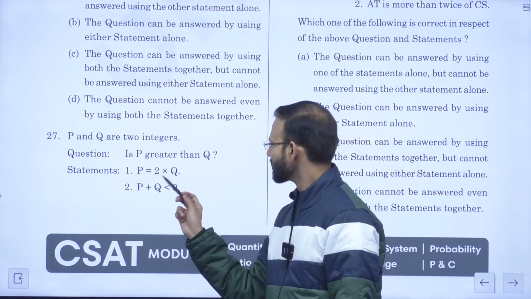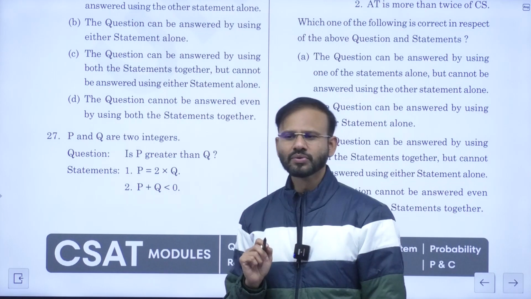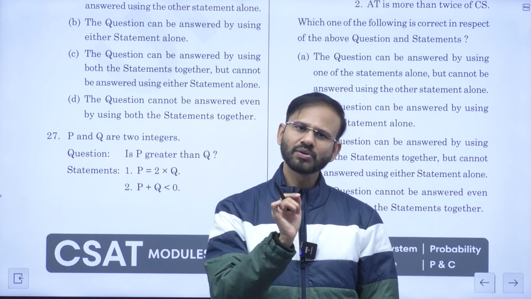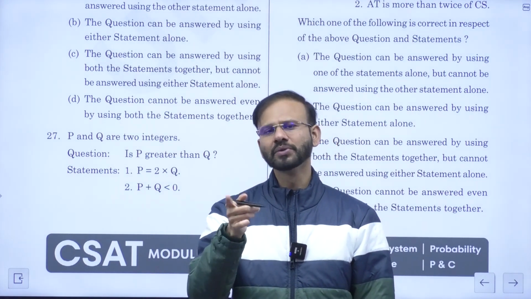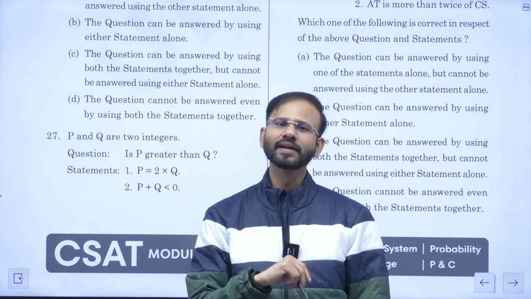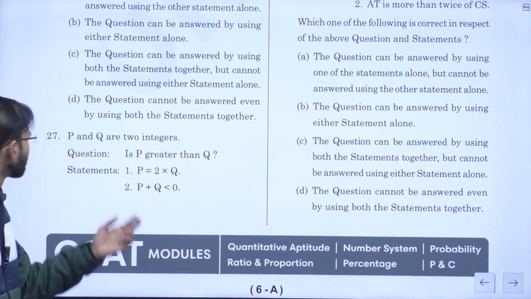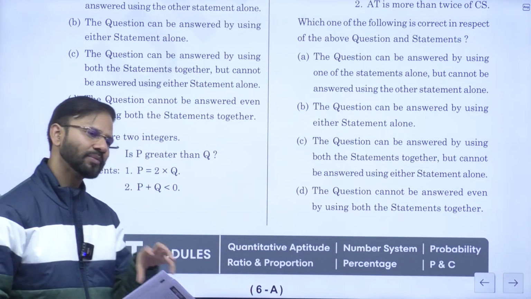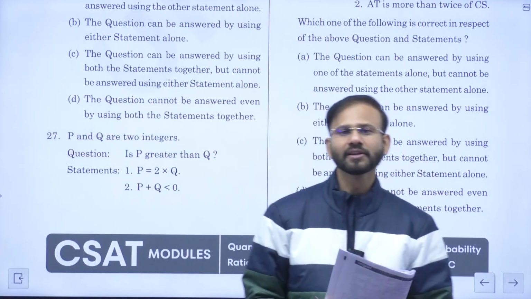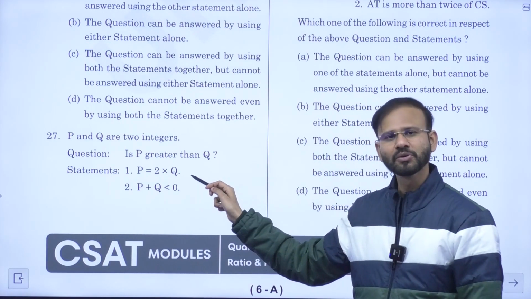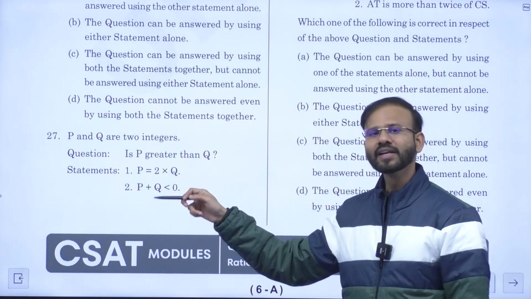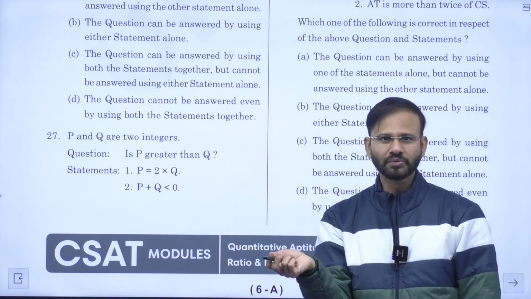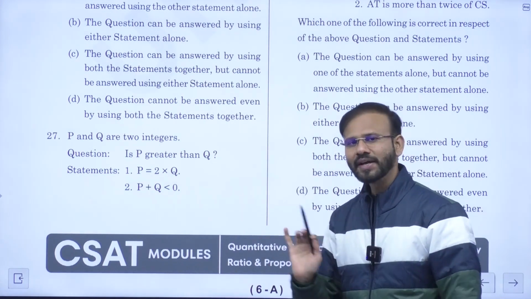Why so? Because P is equal to 2Q. So if P and Q both are positive, then P is equal to 2Q, and in this case P will be greater than Q. But if P and Q both are negative, because the question is saying they are integers, integer can be positive also, integer can be negative also. I am talking about the first statement alone. If both are negative, and P is equal to 2Q, then obviously P will be less than Q. So from first statement alone, I cannot say anything.